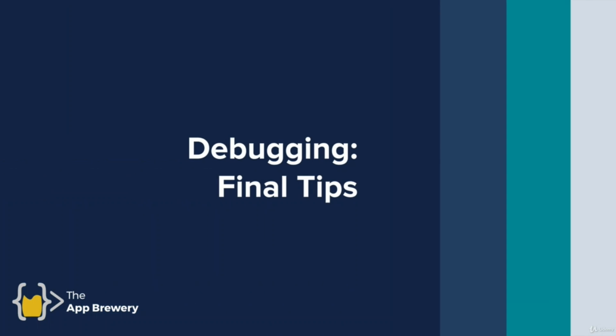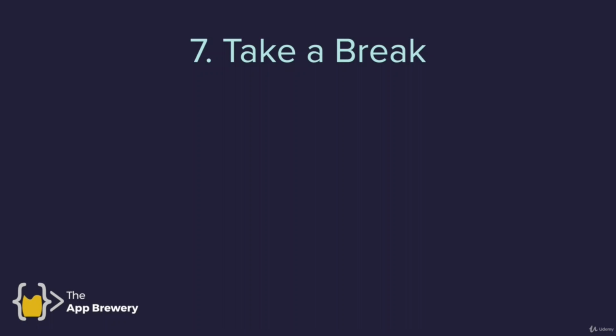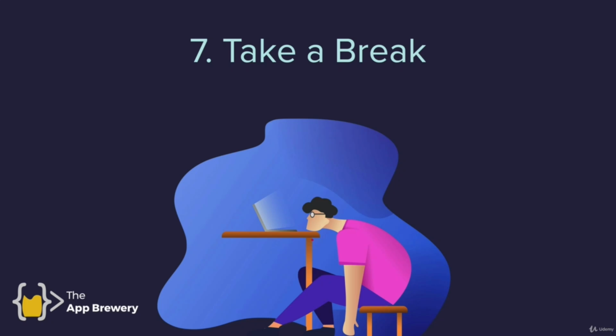Now, I've got some final tips for debugging, and these are not so much techniques, but just really, really important tips from somebody who's done quite a lot of coding and created a massive amount of bugs in my lifetime. So tip number 7 is take a break. It's really, really important, because when you're just staring at the code and you keep looking at it, it's not going to tell you the solution.